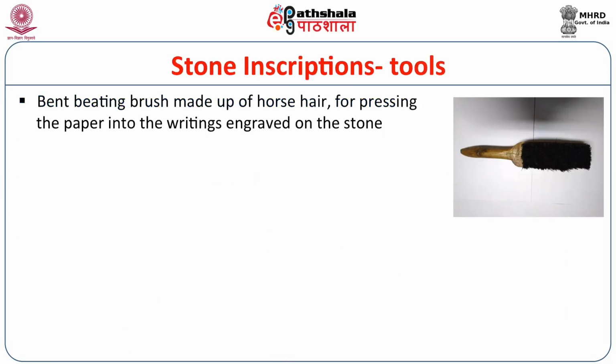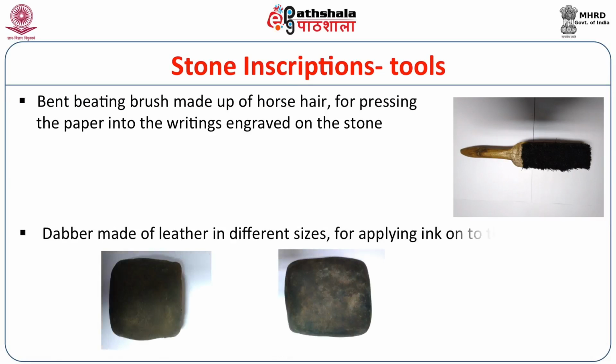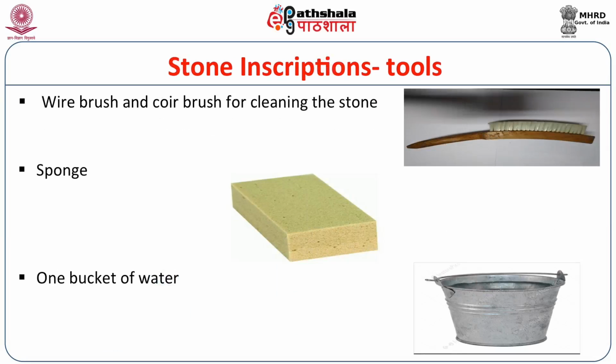for pressing the paper into the writings engraved on the stone, a dabber made of leather in different sizes for applying ink onto the paper, a wire brush and also coir brush for cleaning the stone if dust is there, a sponge with smooth rubber for cleaning the dust of the stone, one bucket of water for its purpose. These are the essential and required tools and materials for copying the inscriptions. Now we may proceed to the process of estampage taking of stone inscriptions.